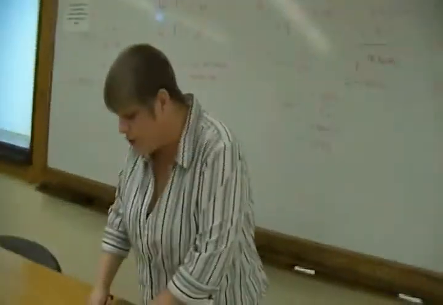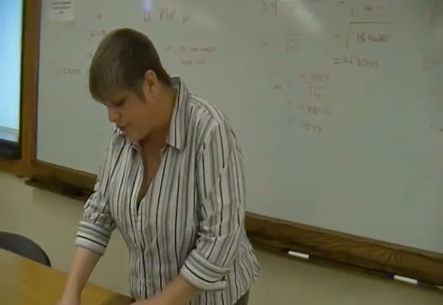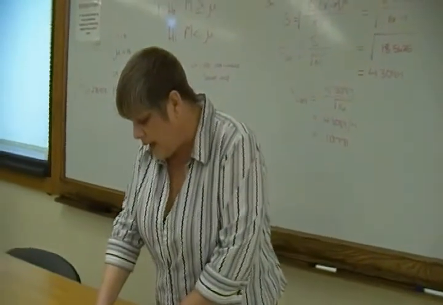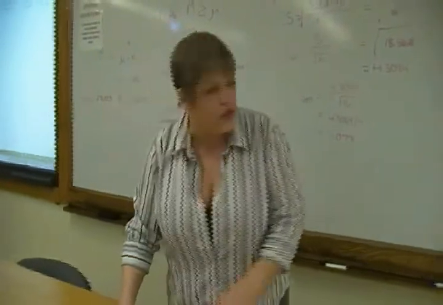Okay, so I need to go to my t-chart, and instead of looking at 0.05 one tail, I'm going to look at 0.05 two tails, and 15 degrees of freedom, and I'm going to find that that value is 2.131.